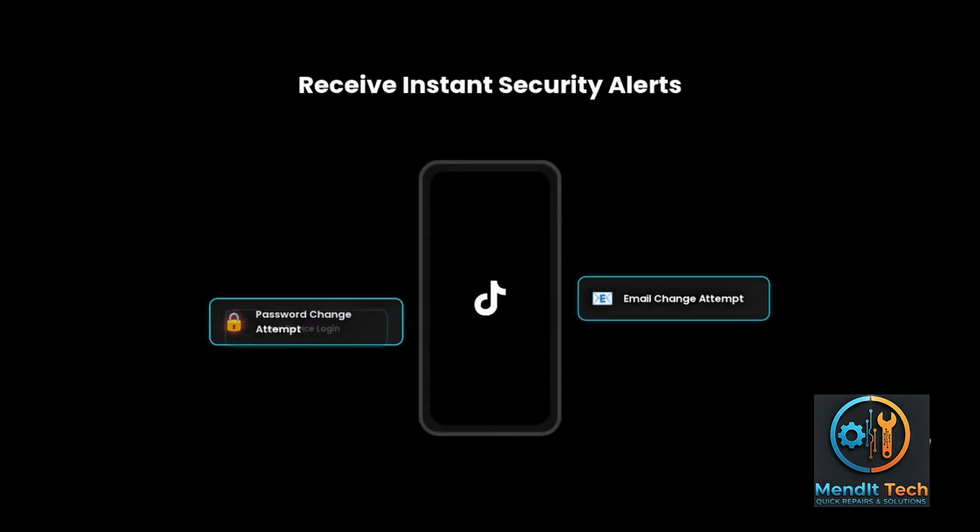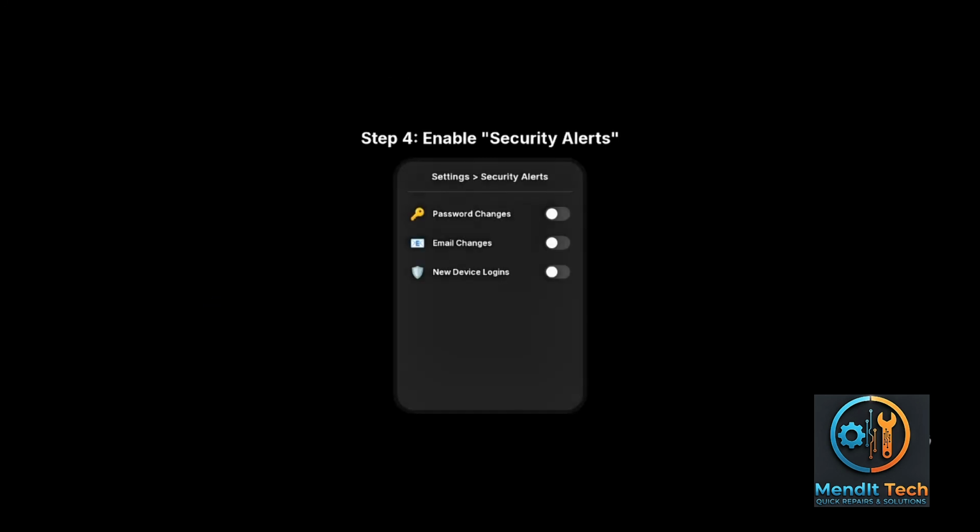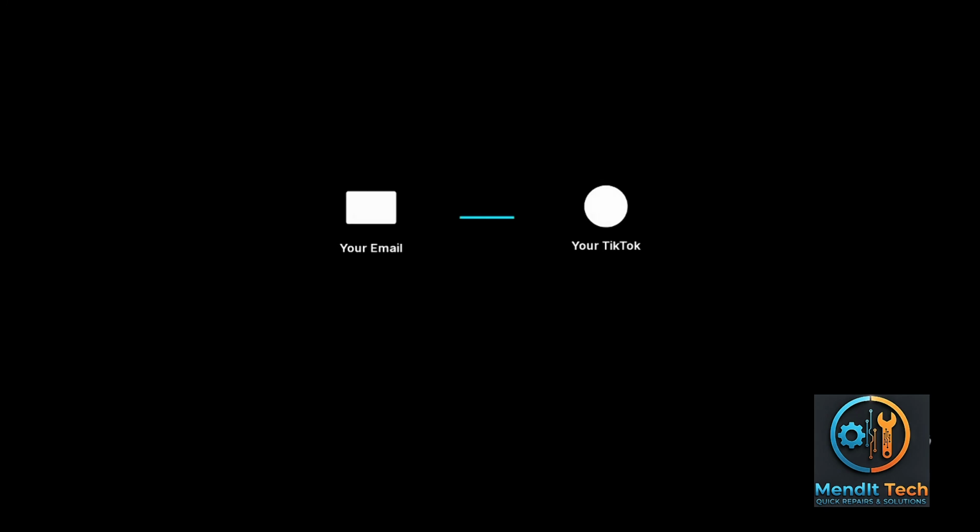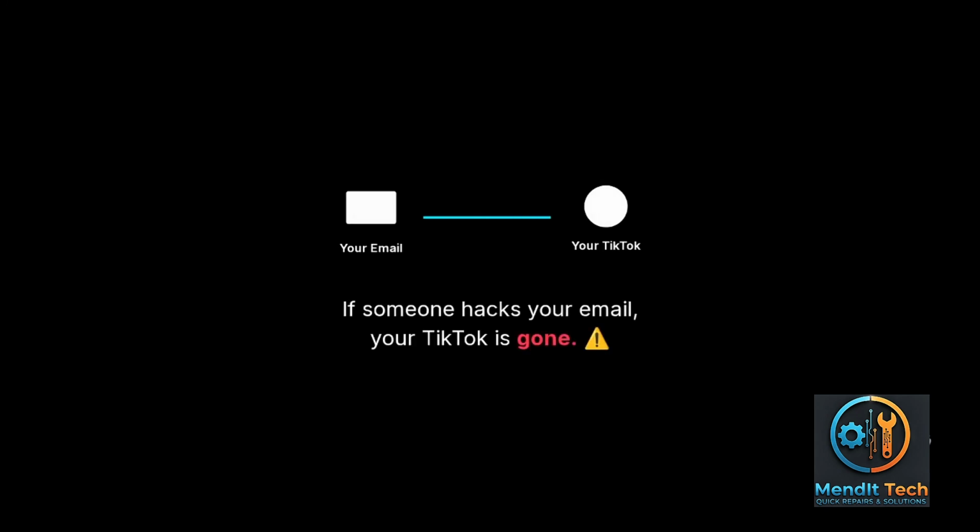Step 4. Enable security alerts. You can receive instant alerts when someone tries to change your password, change your email, or log in from a new device. Go to Settings, Security Alerts. Turn everything on. This helps you catch hacking attempts early.